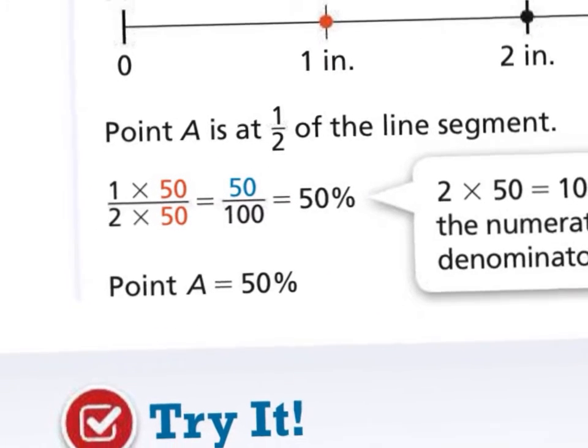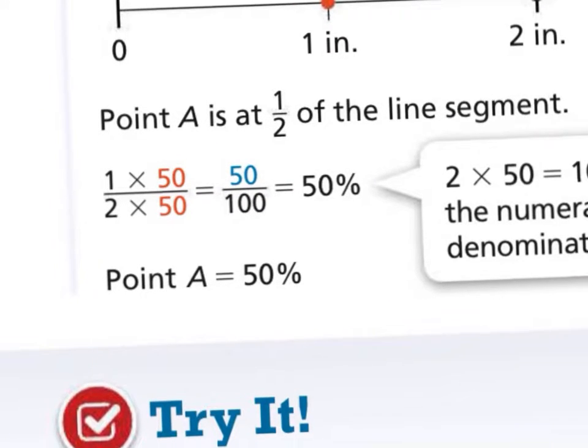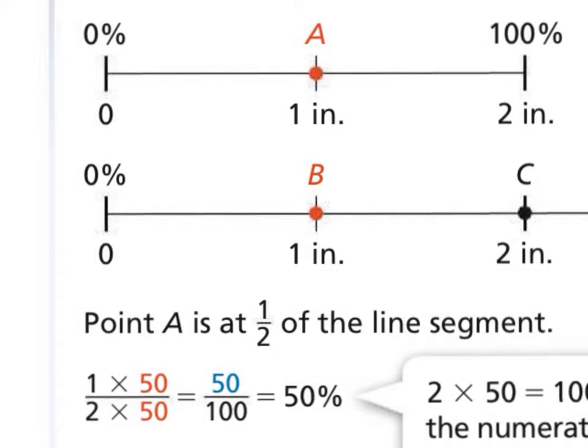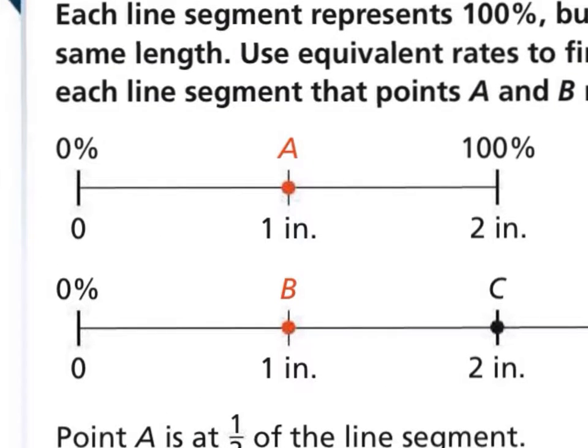1/2 you may recognize already as what percent that would be. If not, we can multiply both of those by 50. That'd be 50 out of 100, which means 50%. So point A is 50% of the way across here. Even if this was not 1 inch and 2 inches, let's say it was like 4 inches and 8 inches.